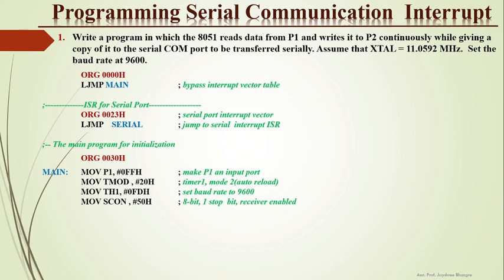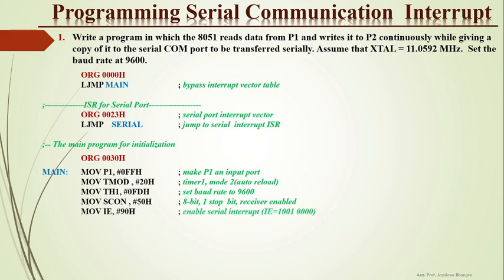Now we also have to select the mode to transmit data serially. So here we are moving the value 50H to the SCON register. This is the serial control register. We are selecting the mode to transmit data serially. Here we have selected 8-bit mode, that is 8-bit UART, where one stop bit and one start bit are used and the receiver is enabled.